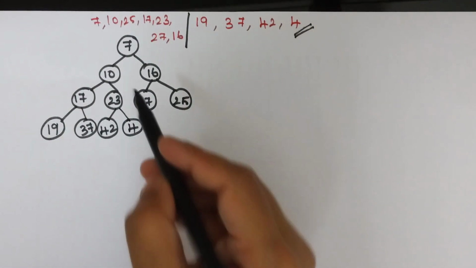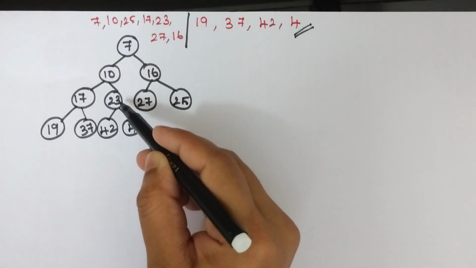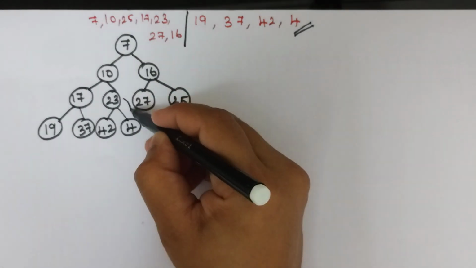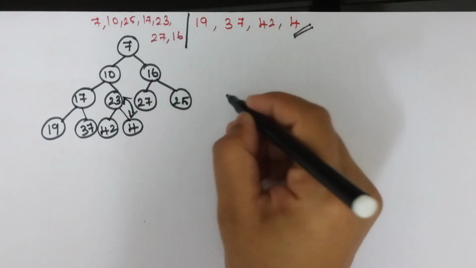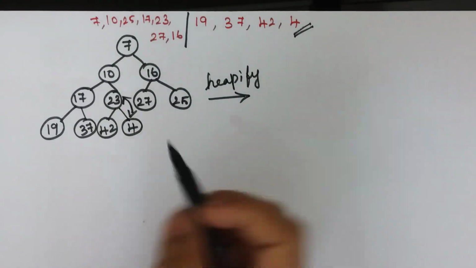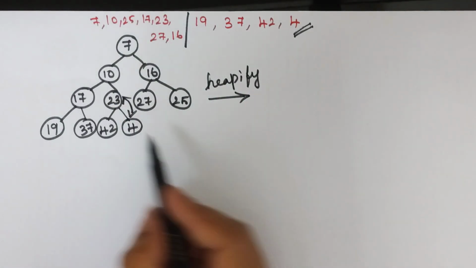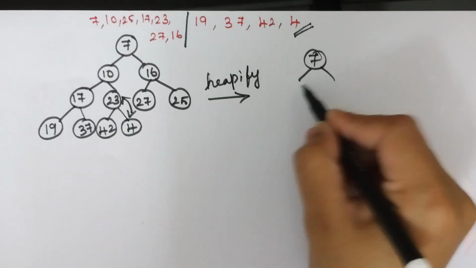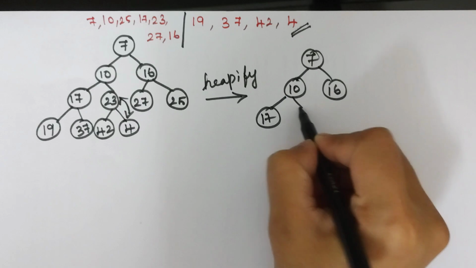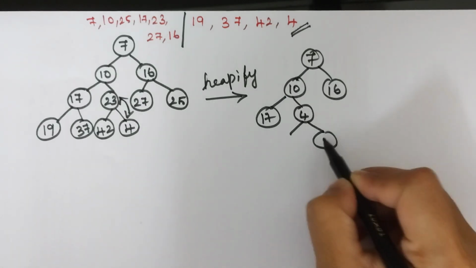So if you look at this 4, 4 is less than 23, which is not satisfying the property here, which is violating the minimum heap property. If it violates the property, what we need to do? You need to perform heapify operation. Here you are performing heapify where you will be swapping these two values. If you swap these two values, then in place of 23 we will get 4, and in place of 4 we will get 23.